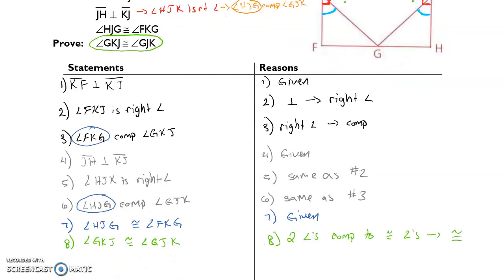And that states that if two angles are complementary to congruent angles, then I can just state the angles are congruent. And so my two angles are angle GKJ and angle GJK. They are complementary to congruent angles. So I have stated that they are complementary. I have stated that the angles are complementary to congruent angles. I can now conclude my two angles are congruent.